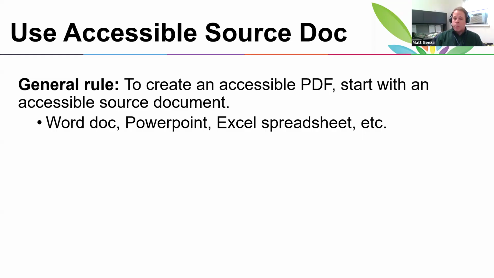It is possible to open a PDF in Adobe Pro DC and try to do the work to make it accessible, but that ends up being a lot of work. So it saves time generally if you start with a source document that's accessible, convert it to a PDF, and then just verify rather than trying to do all the work in Adobe Pro.